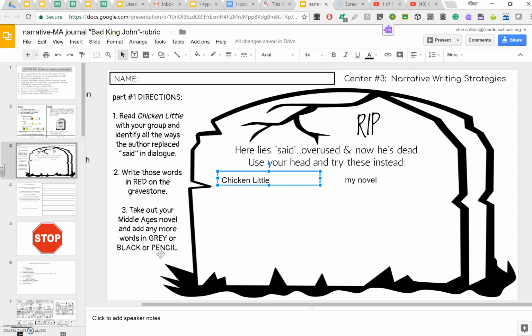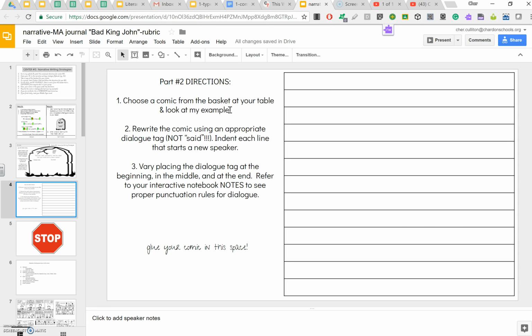After you've done that, you're going to flip it over. And in a little cup at your center, there's a set of little squares of comics. You're going to pick one, and it needs to be different. There are 12 different versions of this comic. It needs to be different from everyone else at your table, so everyone should be doing something different. And you can look at my example. It's in one of the plastic cards at the table, and you can see how I rewrote the comic strip.